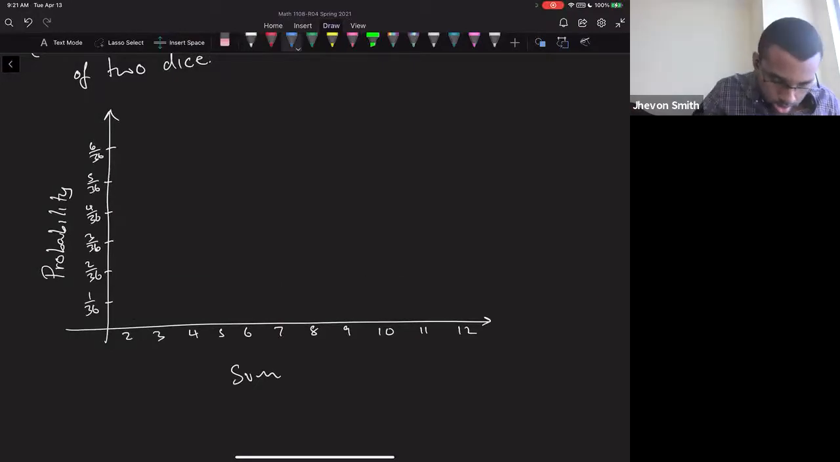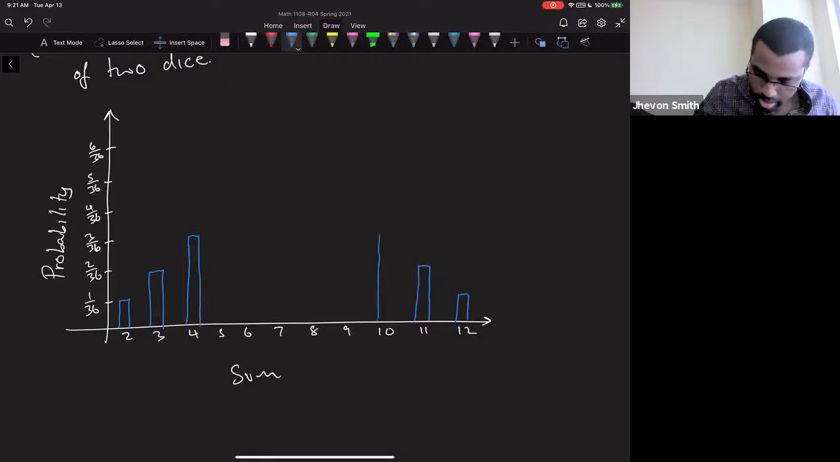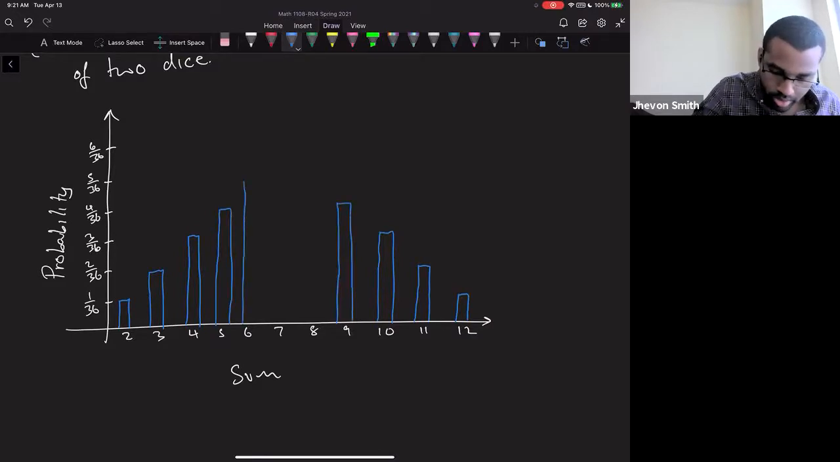What you'll notice here is that the 2, you can get it 1 out of 36 as well as a 12. 3, you can go 2 out of 36 as well as the 11. 4, you can get 3 out of 36 as well as the 10. 5, you can get 4 out of 36 as well as the 9. 6, you can get 5 out of 36 as well as the 8.